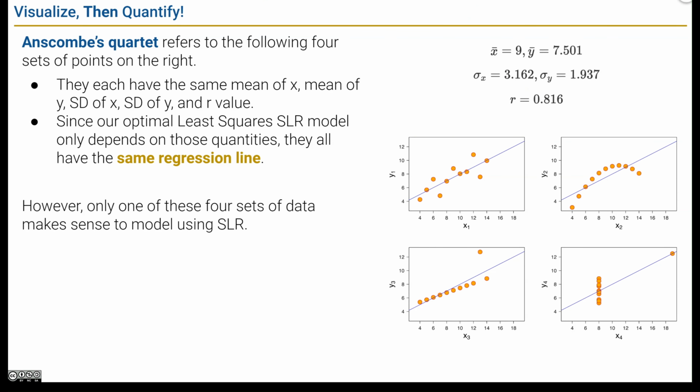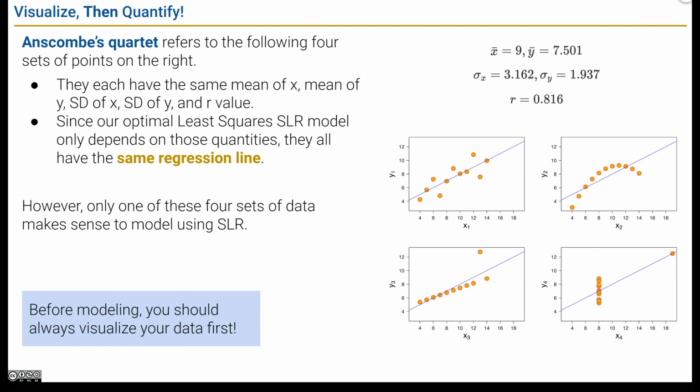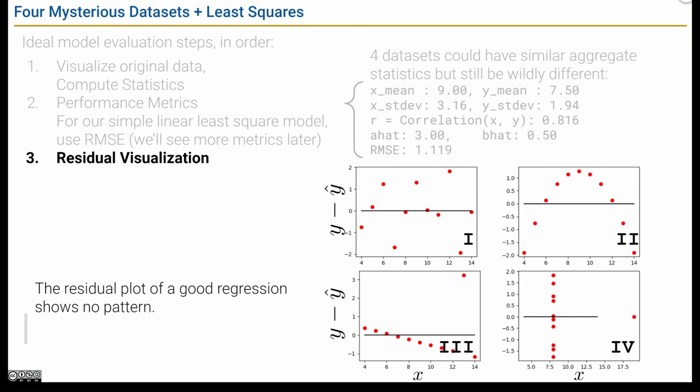The 4 data sets we looked at actually are a famous set of data. They're called Anscombe's quartet. We can see visually, here are the least squares regression lines for these 4 data sets, and it's the exact same line in each case, but really only the top left data set does that particular model or that particular line make sense for. So it's a big takeaway: before modeling, you should always visualize your data first.